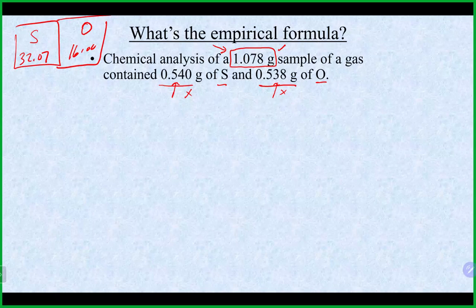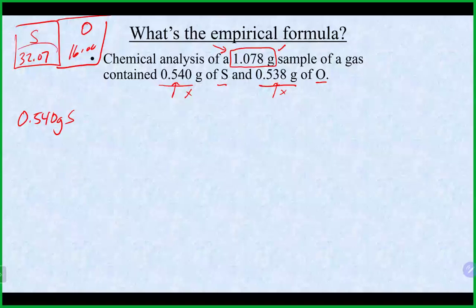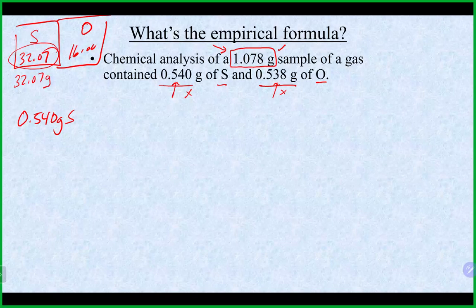So we'll start with our sulfur. So we got 0.54 grams of sulfur. Remember what this means is there are 32.07 grams of sulfur in a mole. So the number always stays with the grams part. It's always per 1 mole. And as we talked about last time, it's essentially just going to be used as a conversion factor, really.